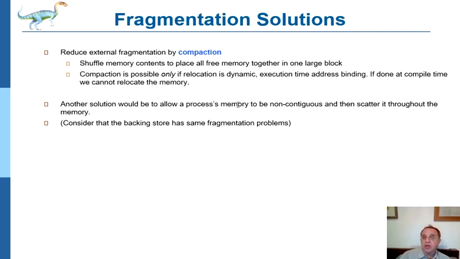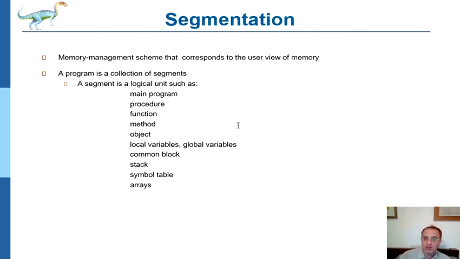Another solution would be to allow process memory to be non-contiguous and then scatter it throughout the memory. And we'll talk about that. In other words, another solution would be to not have it contiguous and assign a bunch of slivers to one process. We'll see how we do that. Here I say that the backing store also has the same fragmentation problems as the disk. It can also have these similar kinds of fragmentation.